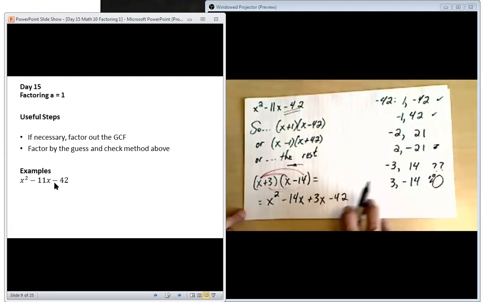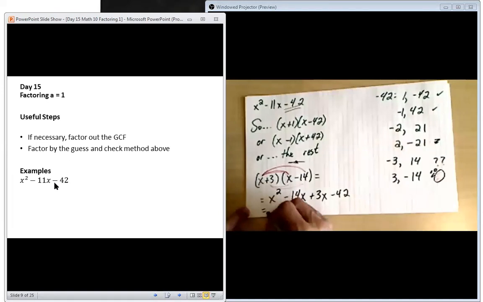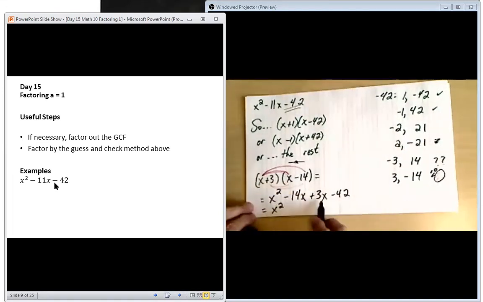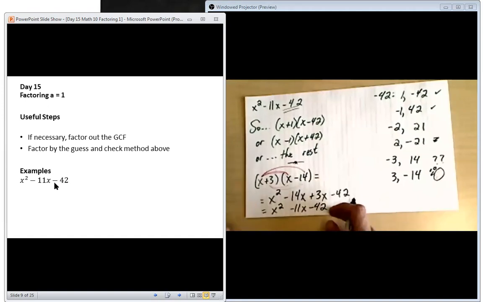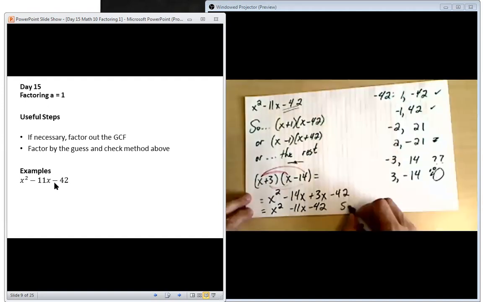Almost there. Minus 11, minus 11 is... Hey, there we go. So we multiply it out. We've successfully got our result. We check. Is it the same? Nice. So it is the same.